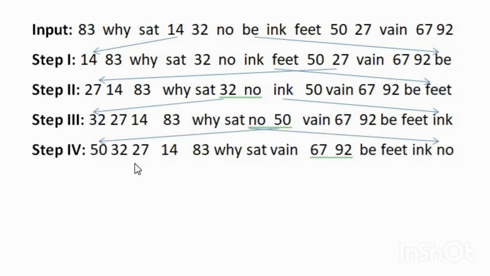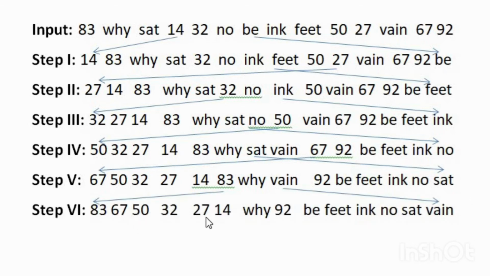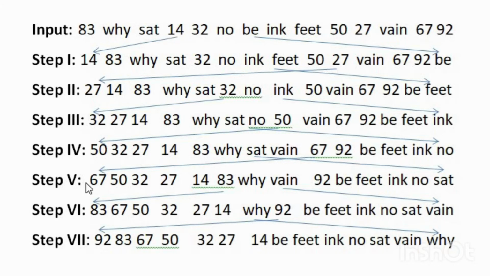Now what would be step number 5? The next number 67 would be on the LHS, and on the RHS the next word is SAT. So it will be like this. Now what will be step number 6? The next number, that is 83, would be on the LHS, and on the RHS the next word is V. So it will look like this. Now what would be the last step? 92 would be on the LHS, and on the RHS the word Y would be there, like this. Okay, now we can go to the questions.